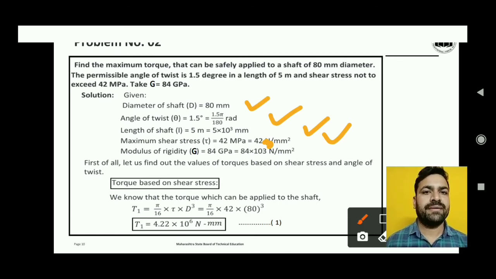So first of all, let us find out the value of torque based on shear stress and angle of twist. First, based on the shear stress, we know that the torque which can be applied to the shaft will be equal to T1 equals pi by 16 tau into d cube. So putting all values of tau and diameter in this equation, we can find out torque on the basis of shear stress, 4.22 into 10 raised to 6 Newton mm.